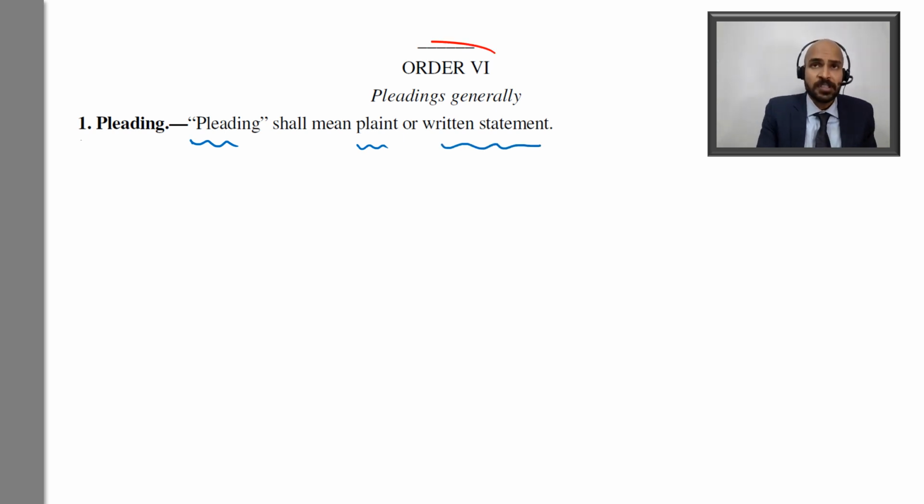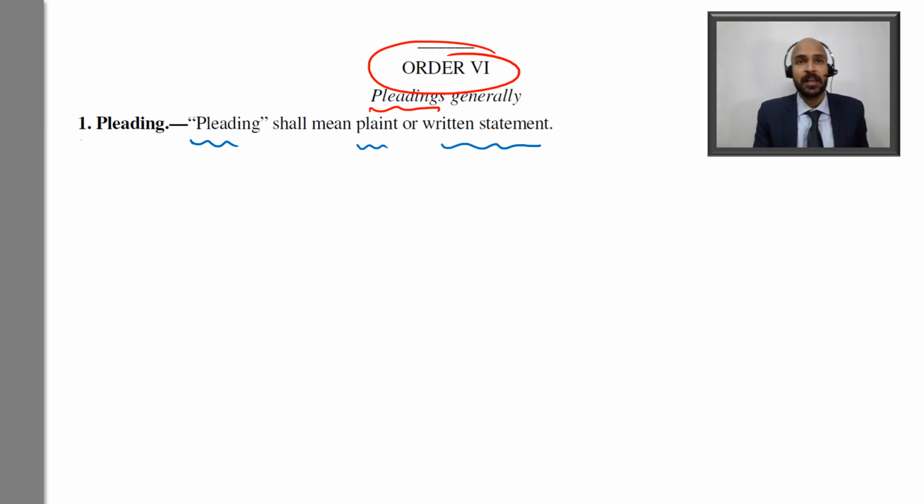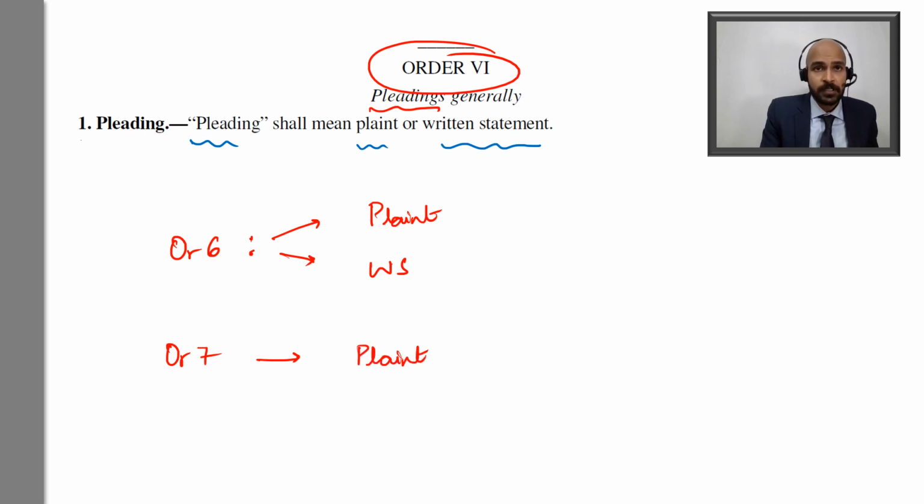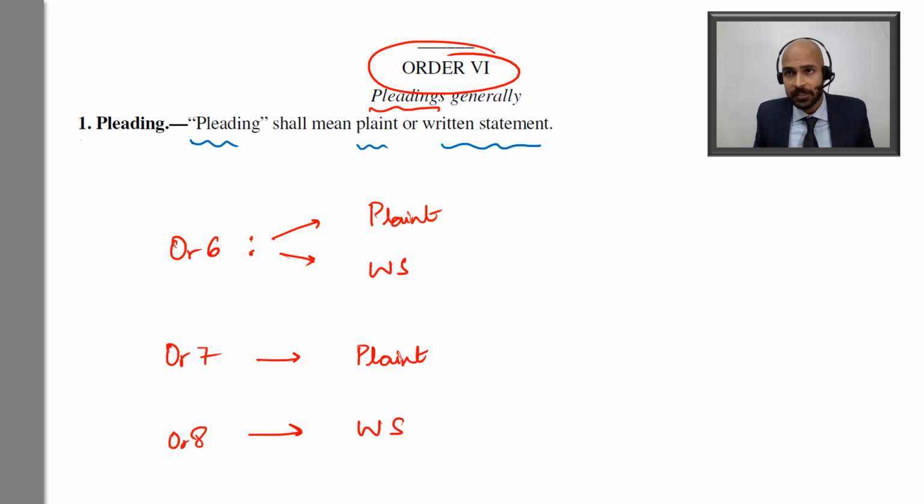Which means that Order 6, which deals with pleadings, deals with both the plaint and the written statement. So Order 6, which deals with pleadings generally, relates to both the plaint as well as the written statement, which I shall now call WS. Order 7 deals specifically with the plaint, and Order 8 pertains to the written statement.